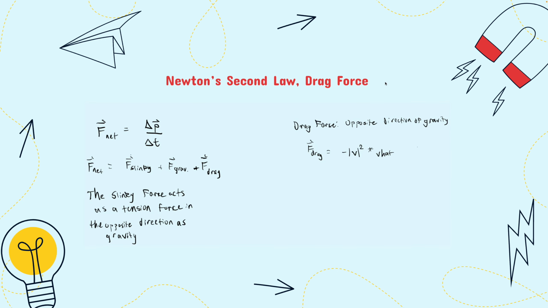So two of the important fundamentals that we need to know for this experiment are, first off, Newton's second law, which just states that the net force is equal to the change in momentum over the change in time, and in this case, the net force is equal to the force of the Slinky, which is a tension force in the opposite direction of gravity. Adding the gravitational force and the drag force will generate a net force.